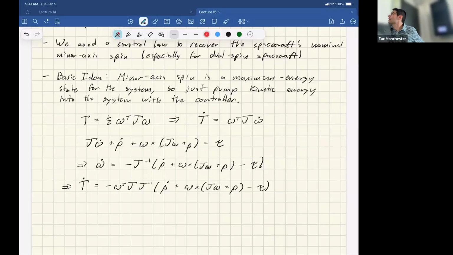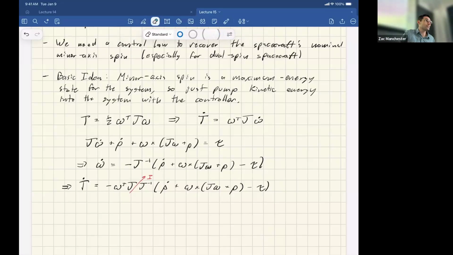So very obviously, J times J inverse is an identity, so this goes away. And then some other kind of slick things happen. If I look at this term, so this is gone. So I have omega transpose rho dot, I have omega transpose omega cross stuff, and I have omega transpose tau, right? Okay, so we can think about some geometry, some linear algebra real quick.